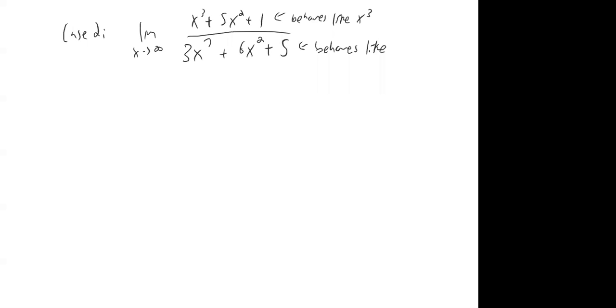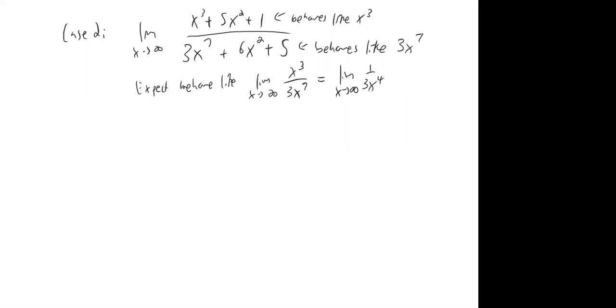Yeah, 3x to the 7th, right? So basically, the short answer would be just whatever has the highest power, right? The highest power will grow fastest. So you should expect this to behave like limit x goes to infinity, x cubed over 3x to the 7th. This is limit x goes to infinity, 1 over 3x to the 4th.